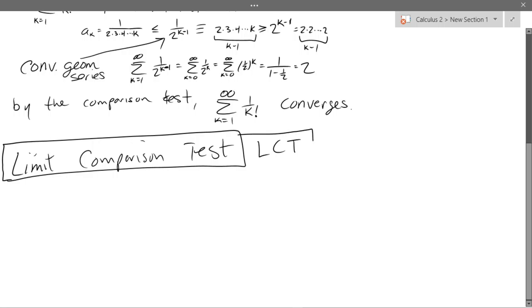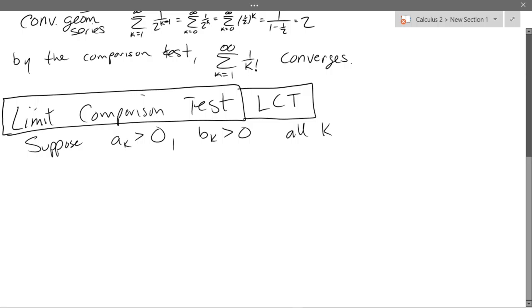So we're going to be lazy and use LCT as our abbreviation. In order to do this, suppose a_k greater than 0, b_k greater than 0 for all k values. So we don't want to have 0 or negative values. And so our first version, if the limit as k approaches infinity of a_k over b_k equals c, and c is greater than 0.